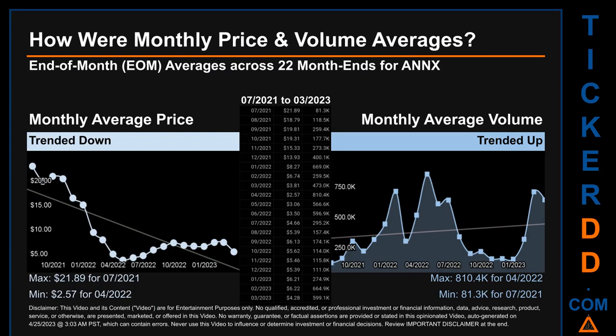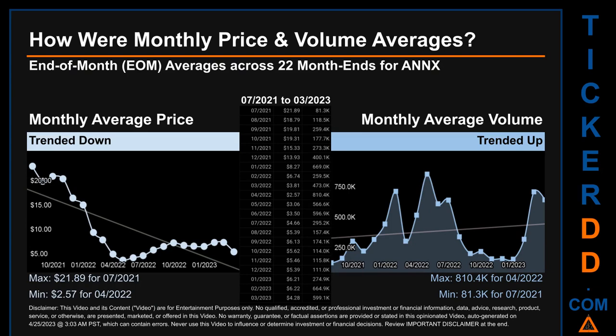How were price and volume averages for ANNX? Across 447 trading days, there were a total of 22 month ends, of which monthly averages for daily price and volume were calculated. Overall, monthly price average trended down while monthly volume average trended up. The maximum end-of-month average price was $21.89 for 07-2021 while the minimum was $2.57 for 04-2022.